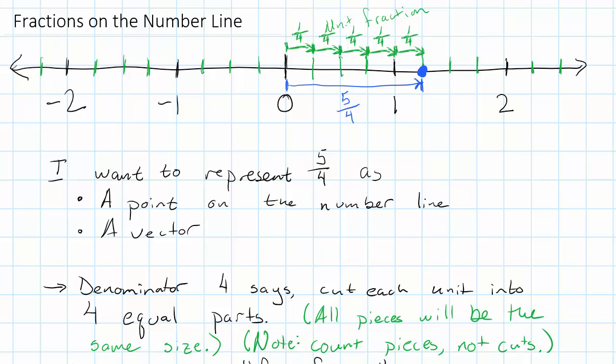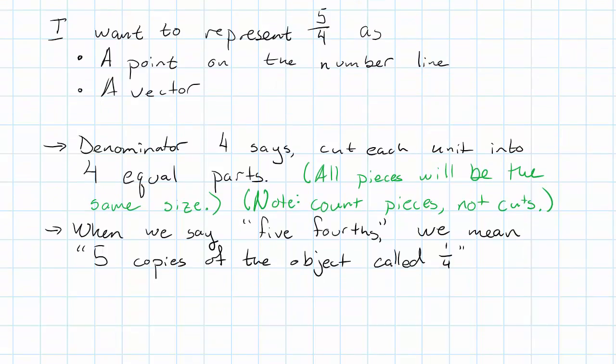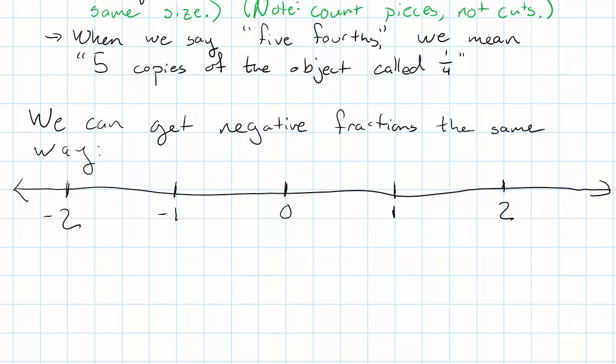We can, of course, play the same game with negative fractions. Let's say we wanted to sketch -2/3 as a point and as a vector. Now I want to split my unit into 3 equal parts. Notice with the way I've drawn this on my graph paper, that's going to be a little bit trickier, but let's try to get them about equal.